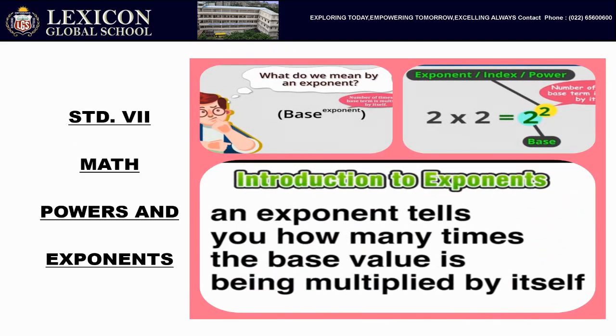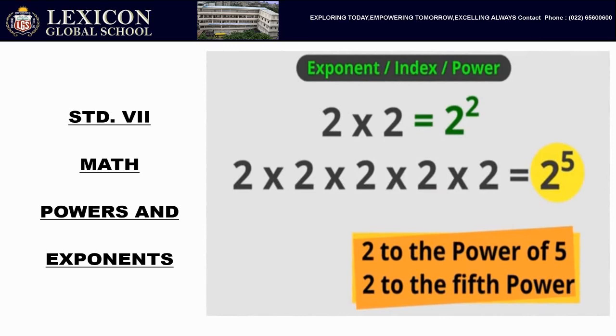Students, now tell me, what do you mean by an exponent? An exponent tells us how many times the base value is multiplied by itself. Here you can see, 2 is what? It's the base value. And this 5 is known as what? Exponent, power or index. And it is read as 2 to the power of 5 or 2 to the fifth power.